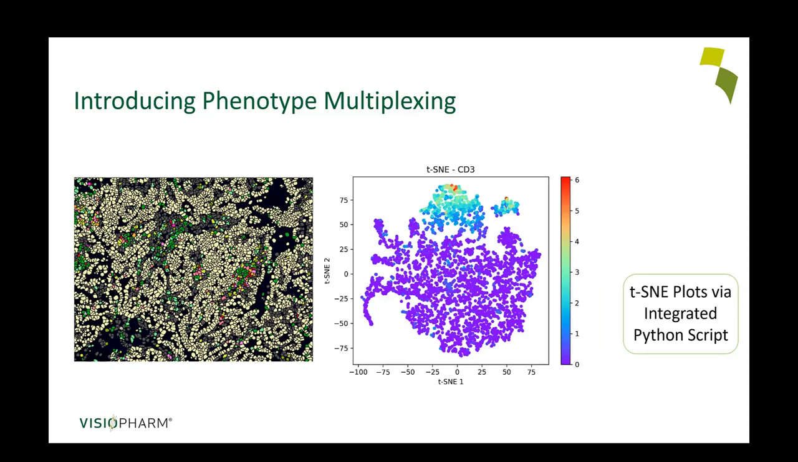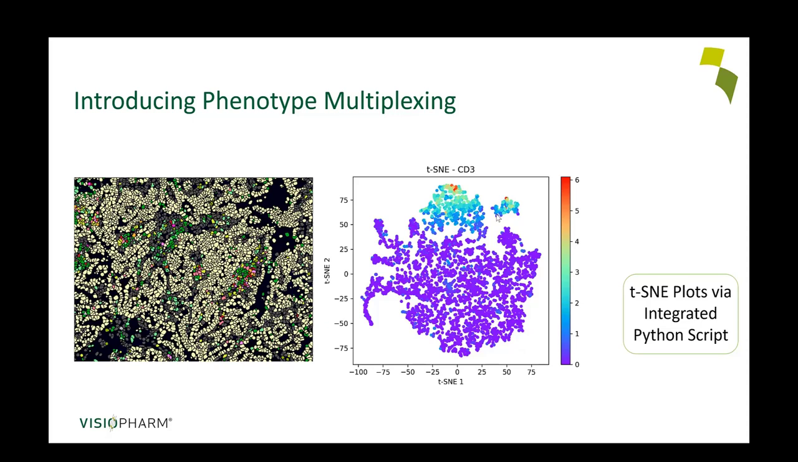Lastly, the phenotype module allows for the plotting of tSNE charts. tSNE charts are a great way to do dimensionality reduction to be able to see different types of readouts in a given sample. In this example, we can see in the heat map that CD3 is located in this top portion of the chart with the two different clusters of CD3 on top and just to the right.